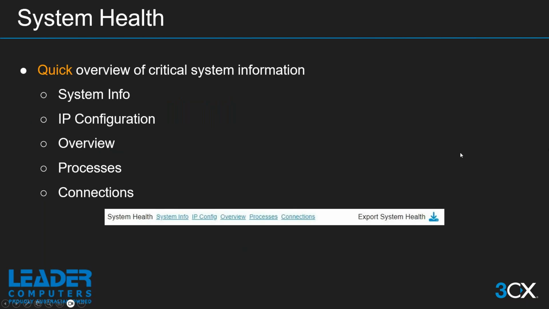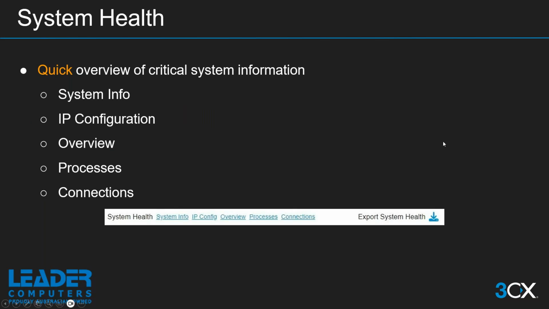System health is basically a quick overview of the critical system information. During the demo today, I'll go through each and every one of them: system info, IP configuration, an overview of the system, the processes or servers that are running, and any connections. I'll open each one of them and show you what information it includes.